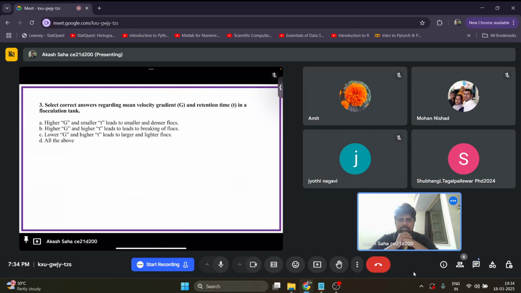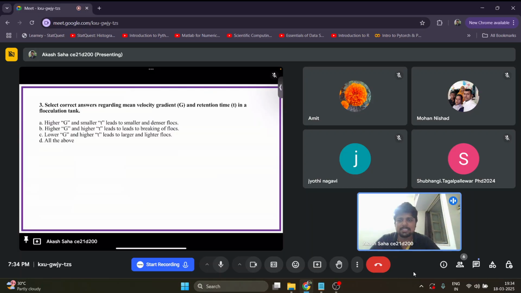Okay, just try to go one by one. The first one is saying higher G, so intensity is very fast. When intensity is very fast, the particles will become very close to each other and form flocks, and you are giving small time. So the flock size will be very small, and since the particles come very close to each other, it will form a denser flock. So it is true: when high G and low T, it will form small and denser flocks.